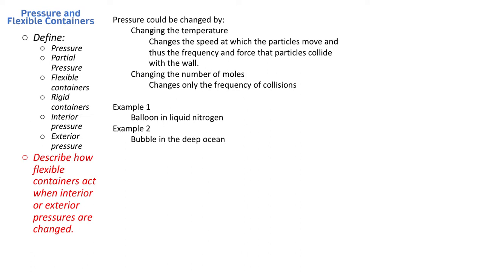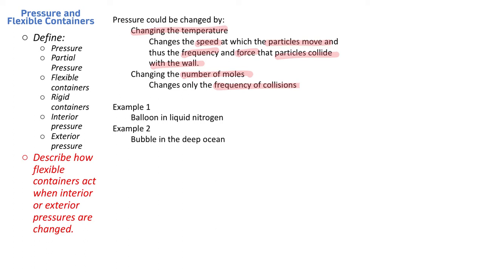You can change the pressure by changing the temperature, which changes the speed at which the particles move, which then changes the frequency and the force with which the particles collide with the wall, and therefore changes the pressure. Alternatively, you can change the number of moles of things. You can pump in more or take out some, and that will change the frequency of collisions. But the idea stands that interior pressure has to equal exterior pressure. So let's go through a couple of examples.